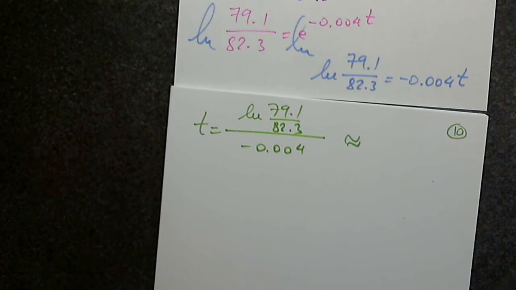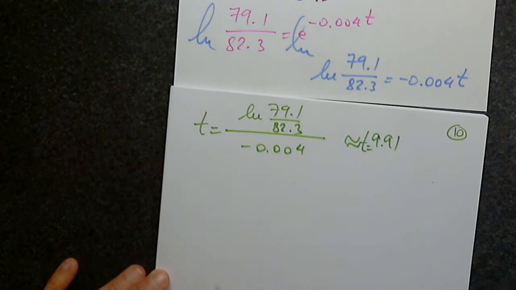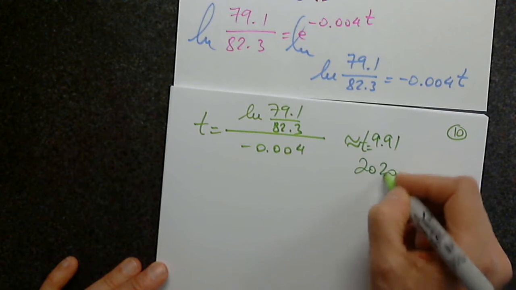So if you give me an approximation, I will put it in. That's 82.3. I had 9.91, but I don't. I had 9.9145. Okay, so t is approximately 9.91, which means in the year 2020.